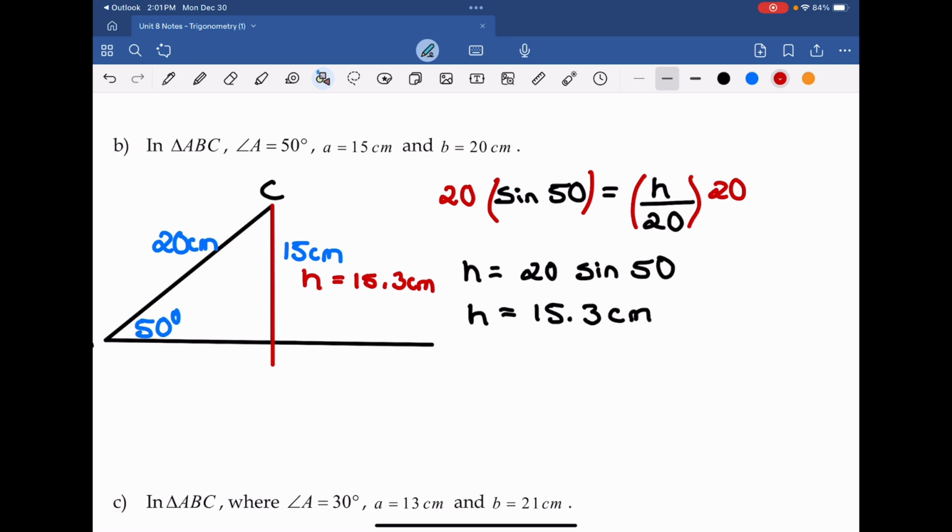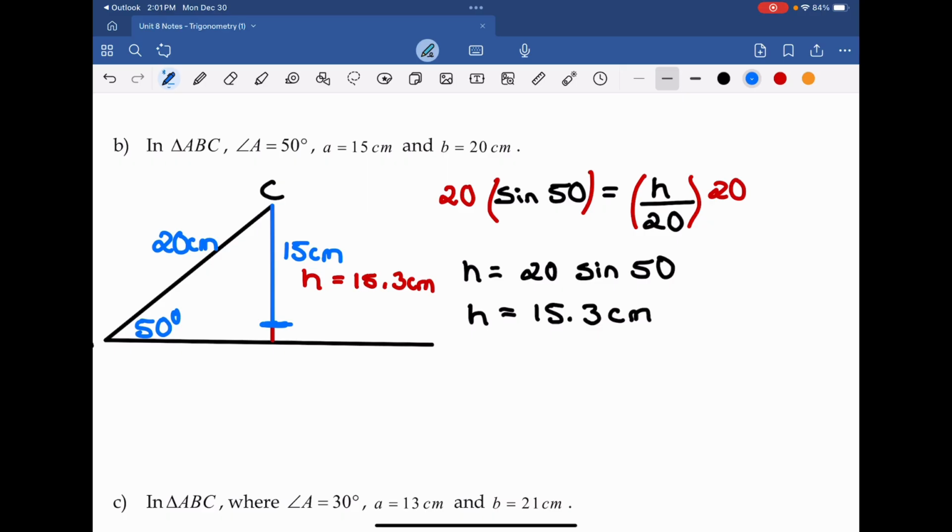In this situation, or sorry, I should connect it directly to, the actual height is 15.3, and the height that we've actually generated in our problem here is 15. Do you see how this is slightly shorter than what it's actually supposed to be? That means it doesn't actually connect.